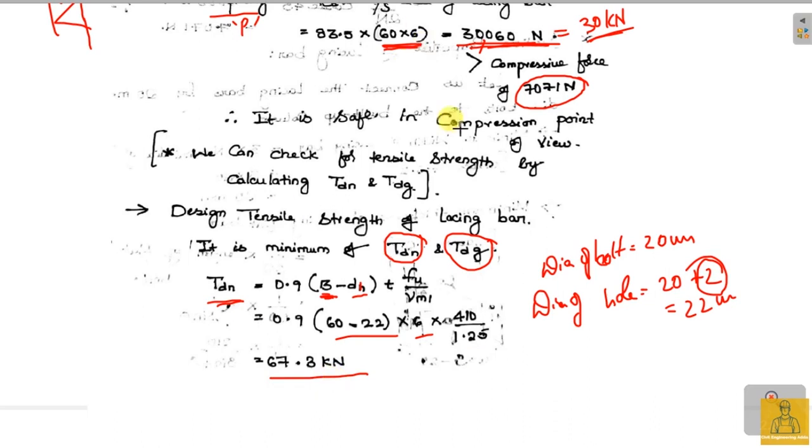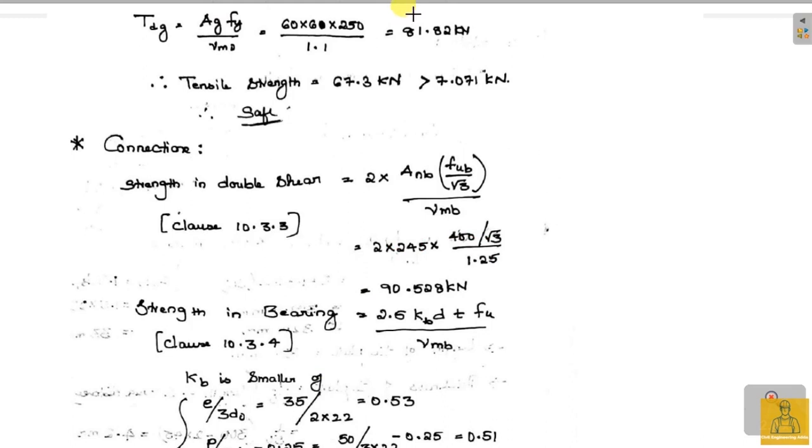So now let us find out what is TDG and then compare this to take the least one. So TDG equals Ag Fy by gamma m naught. You can find these expressions from your code book. You need not blindly memorize this. So upon substitution, what is Ag? 60 into 6, into Fy 250 divided by gamma m naught 1.1. So this is the value.